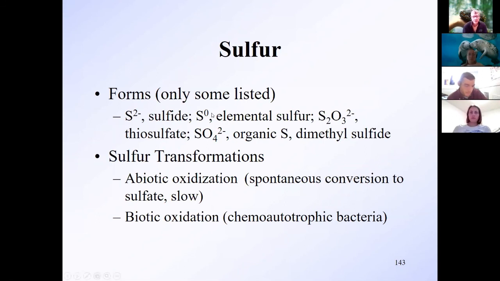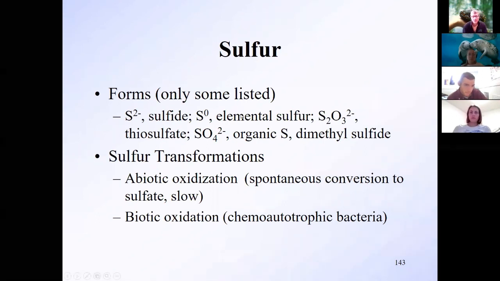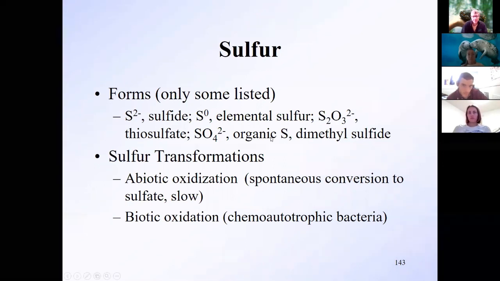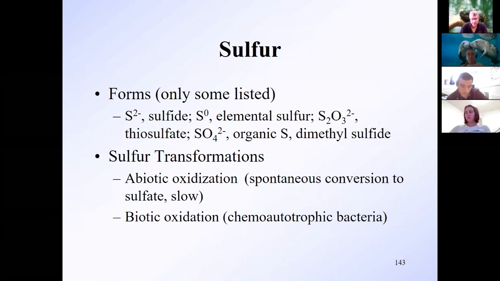Elemental sulfur is yellowish or whitish, and you've seen that. Thiosulfate is a combination of two compounds of different redox states of sulfur. Sulfate is the most common in oxidized environments. Organic sulfur, there's amino acids that have sulfur as part of them. There's a few other organic compounds that have sulfur in them. And dimethyl sulfide is another one we'll talk about in a little bit.